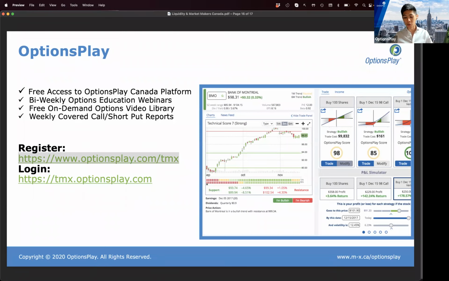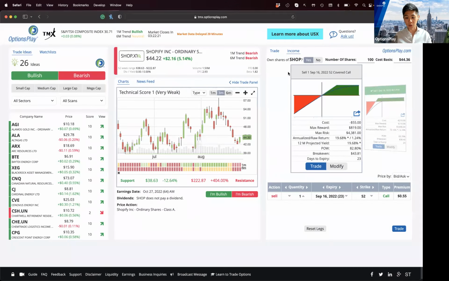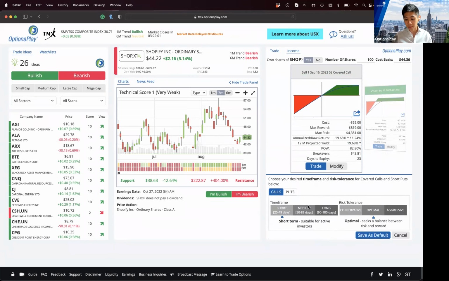I'm new to options, just wondering how to use OptionsPlay for covered calls. Great question. So there's an income tab here in the upper right-hand corner. In the income tab, you will see a covered call strategy that will automatically apply an expiration date and strike price on your behalf. You can then click on trade in order to execute that particular trade. But you can also use the income settings button. This way you can customize your covered call and short put opportunities that we present to you. You can choose short, medium, and long-term calls. You can choose conservative, optimal, or aggressive risk tolerance and save that setting as default.